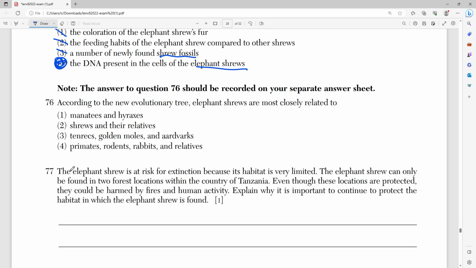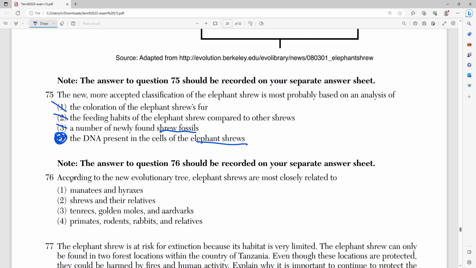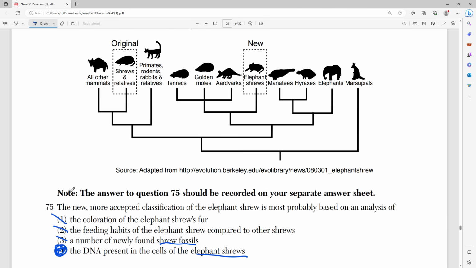So number 76 asks that according to the new evolutionary tree, elephant shrews are most closely related with what? Well, let's see. Pretty much what we're looking at is whoever's lines touch the soonest is what it's going to be most closely related to. That's the rule that I'm going to follow here. So number 1 says manatees and hydraxes, right? So how many nodes away? How many nodes? The less nodes away you are, and what I mean by nodes is this branching point. The less nodes you are away from something or someone, the more related you are to them, right?